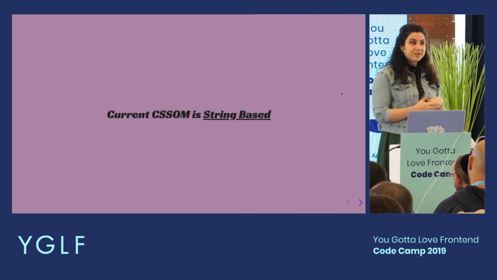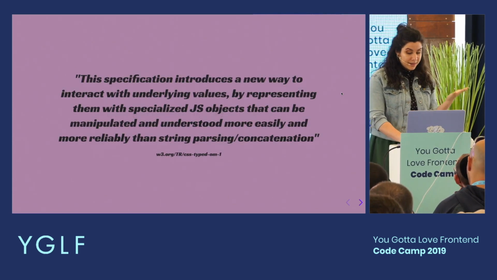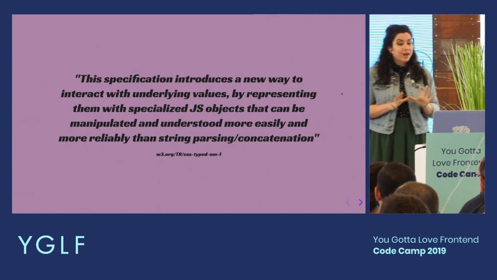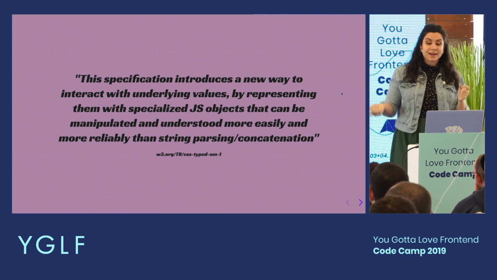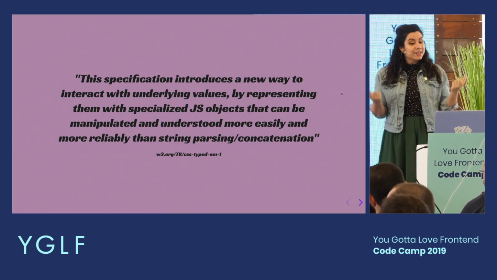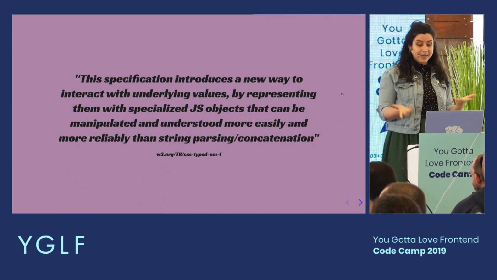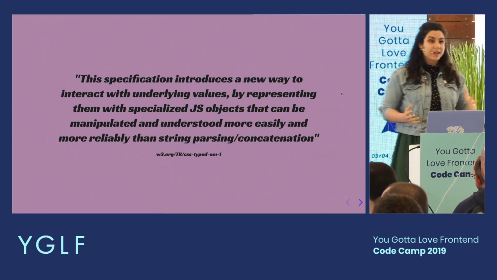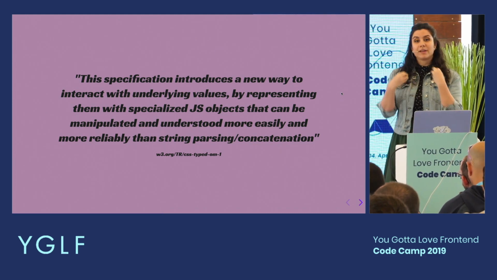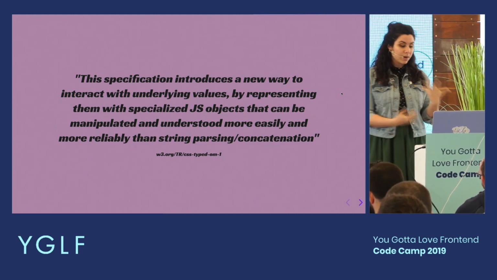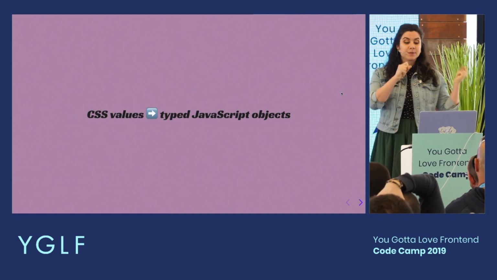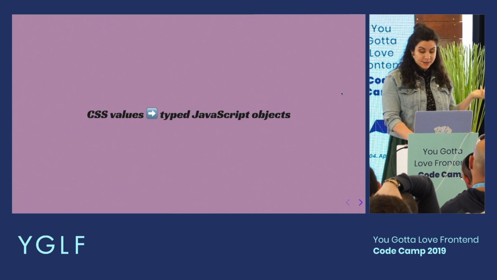So currently, the CSS object model is string-based. This spec introduces a new way to interact with underlying values by representing them with specialized JavaScript objects that can be manipulated and understood more easily and reliably than just string parsing and concatenation. So the browser will have something that it can hold onto to understand what it's reading in an easier way. So these CSS values become typed JavaScript objects.